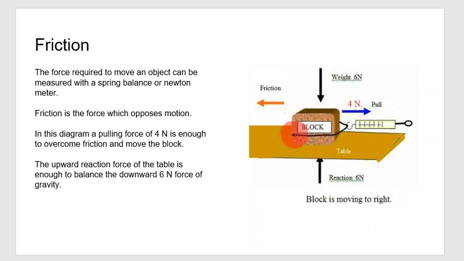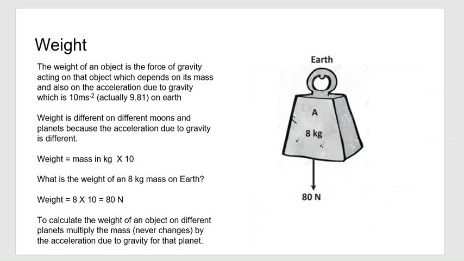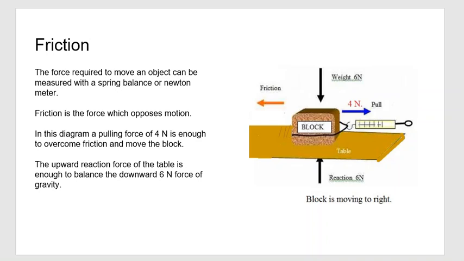If, for example, this was a massive block that was very heavy and its downward force wasn't equal to the upward force, the block would smash through the table. When we're measuring force, we use this object called a Newton meter, and force is always measured in newtons. So if we want to get the weight of an object, or the force acting on an object in the Earth's gravity, we multiply the mass by 10. That is force, and that's how we measure force.